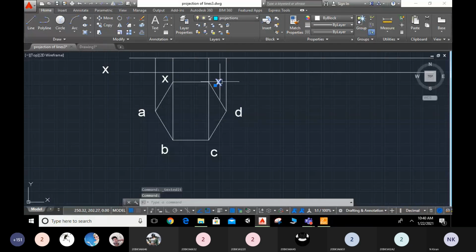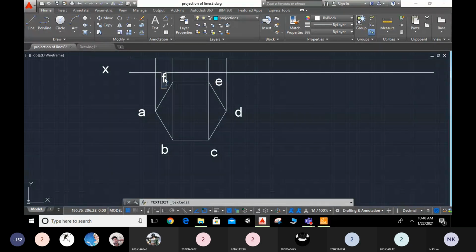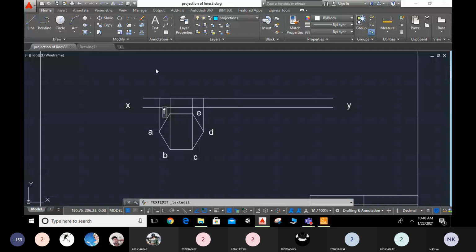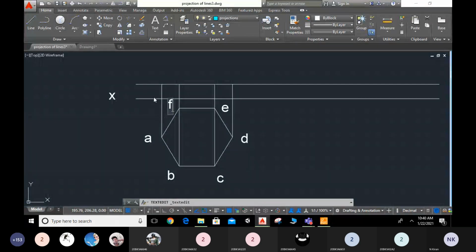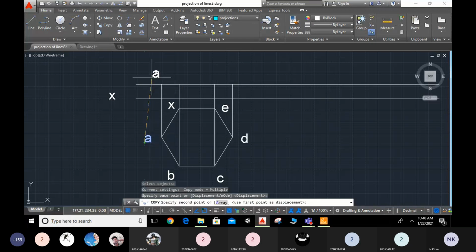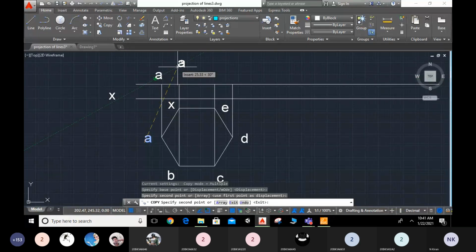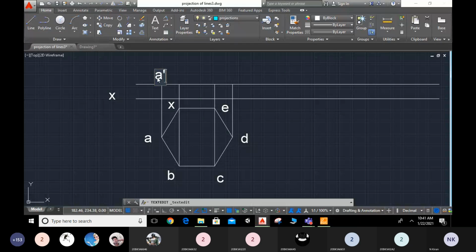And here I will double click E and double click F. Okay. And as we have projected here, what can I get? I will copy this line also. I will select copy and object, enter, base point, and here what is the value I have to press? A dash. Is it right? I will double click A dash. Okay.